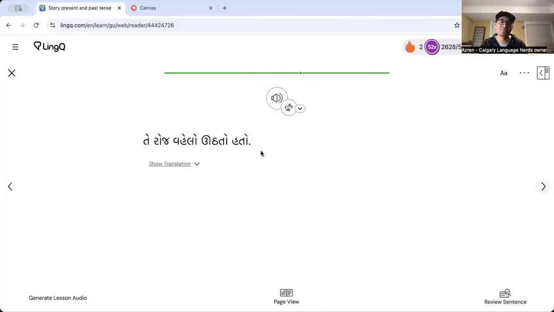So try that. And then also play with it and put it in the formal. So e roj vela uthta hata. E potana dant saf karta hata. Ne chero dhota hata. Put it into the plural, sorry, into the respectful form and try that as well. So a couple of different practice activities.